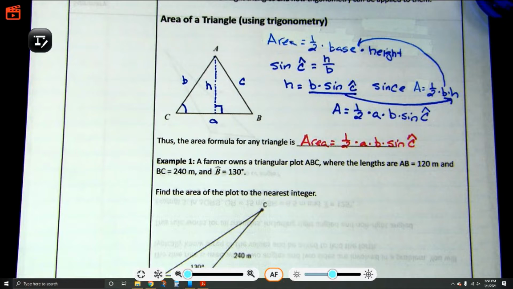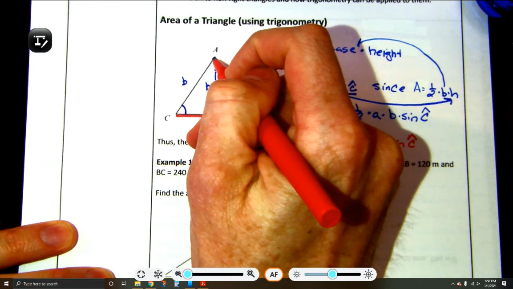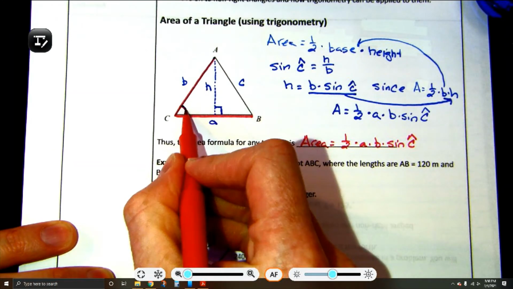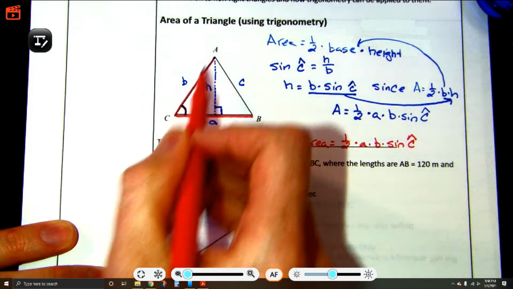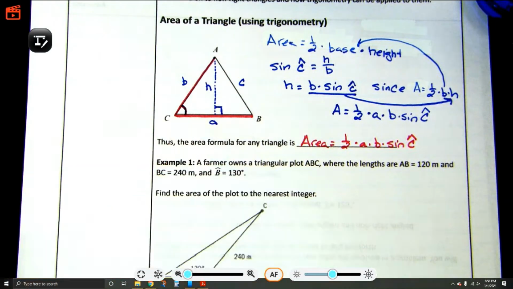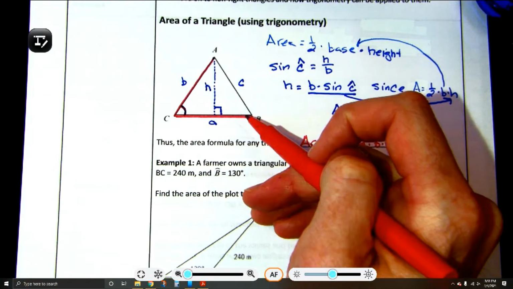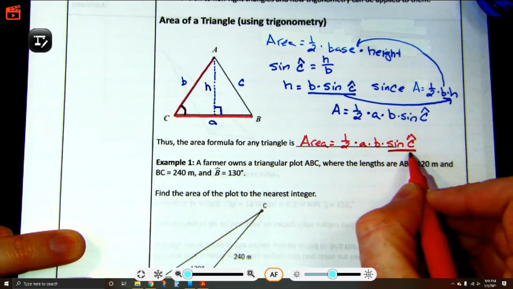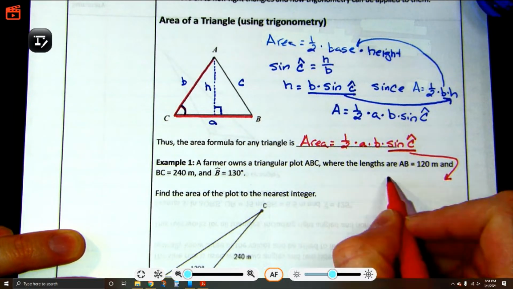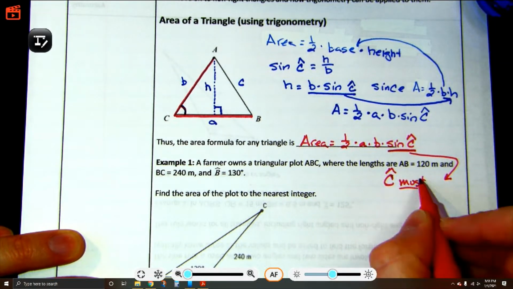Now, notice we have side a, side b, and angle C. What's important is that you have two sides and the included angle. The included angle is the angle between those two sides. You could actually use any two sides, like I could use sides a and c. I would just have to use the angle that's in between them, which would be angle B. So make sure you understand that angle C must be an included angle.